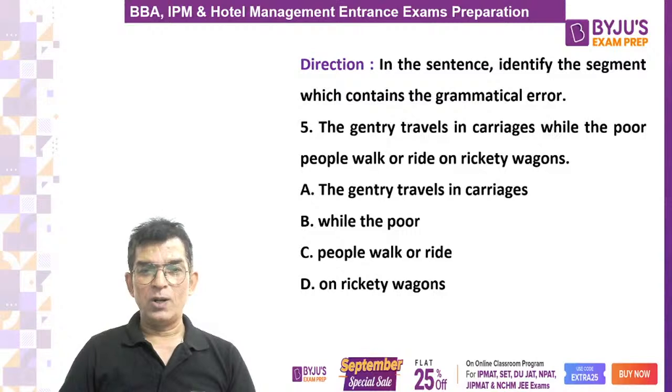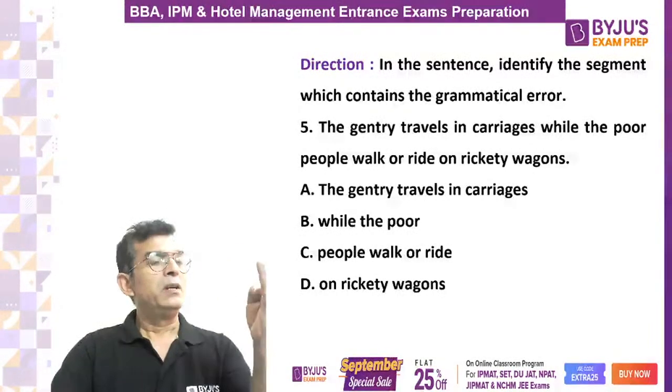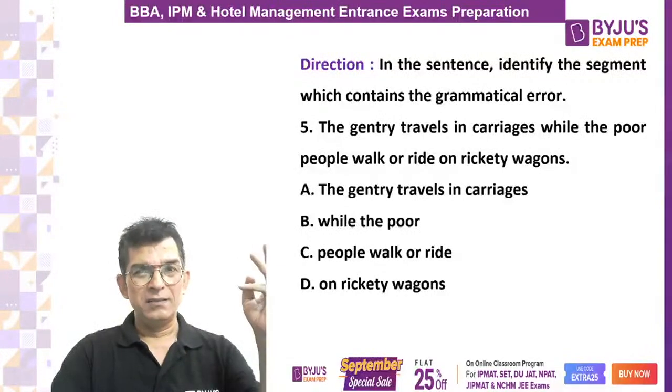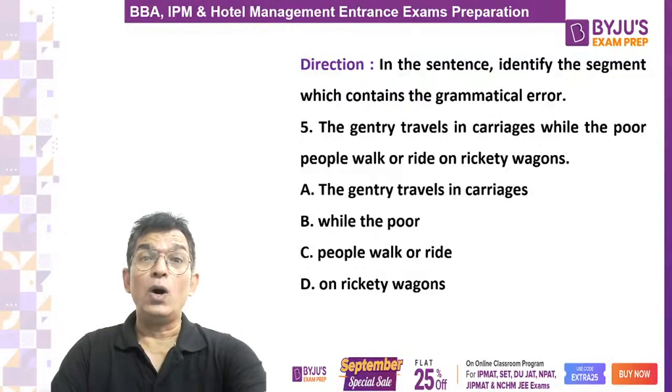Very good. Very nice beta. People, travels नहीं होगा. Ayush. Very good. People, cattle, gentry, all these words are always plural. Ishika, very nice beta. Very, very nice. All of you are doing really well.